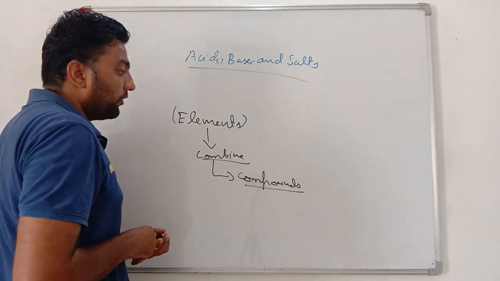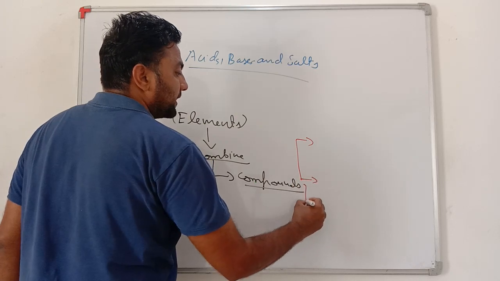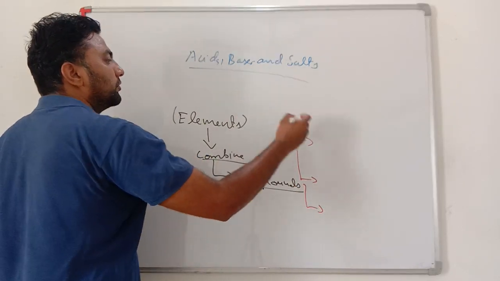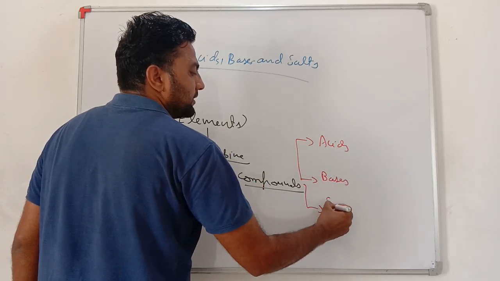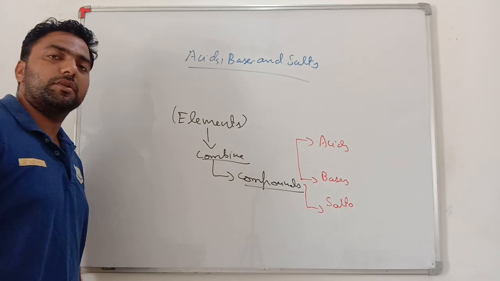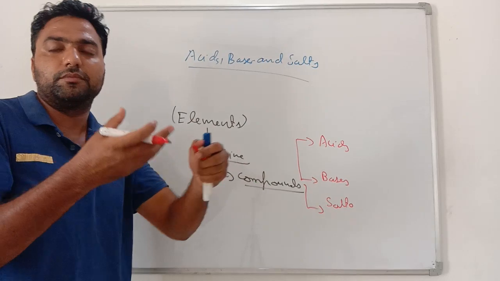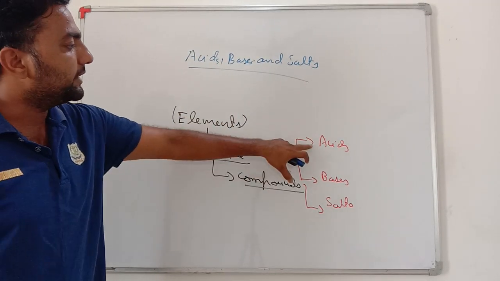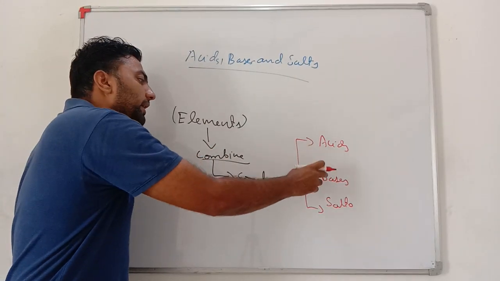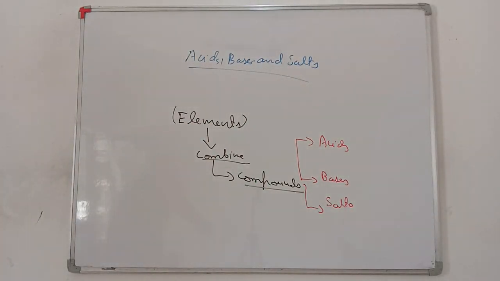Very important. On the basis of chemical properties, these compounds are characterized or divided into the groups of acids, bases and salts. See my dear students, very important. Acid, bases and salts is the grouping or dividing of the compounds. Compounds are divided into three categories, that is acids, bases and salts. Now we will see what is acid, what is base and what is salt one by one.